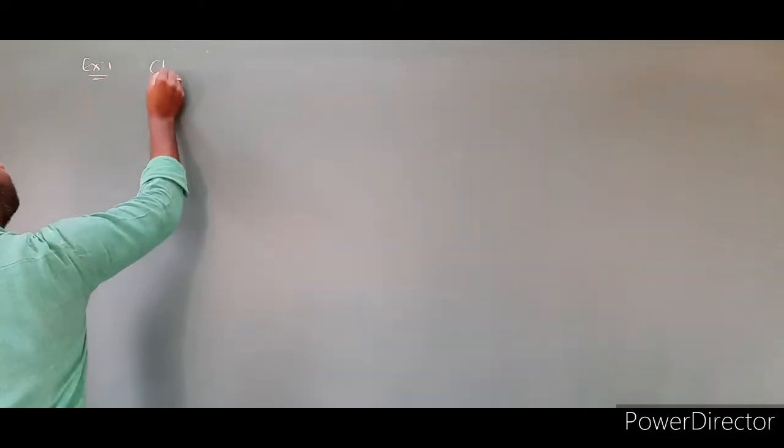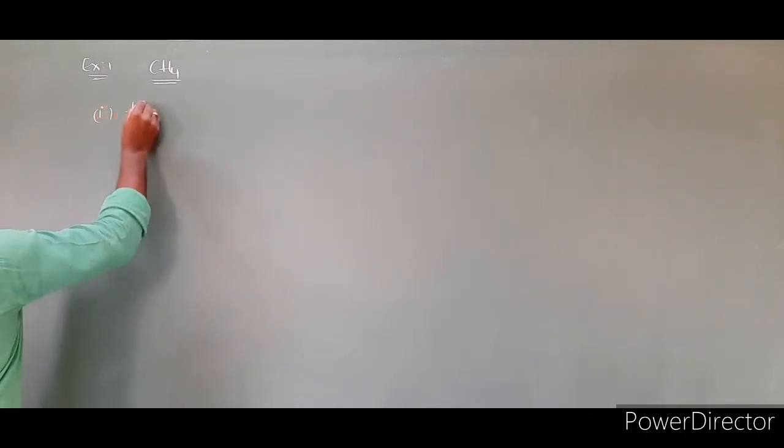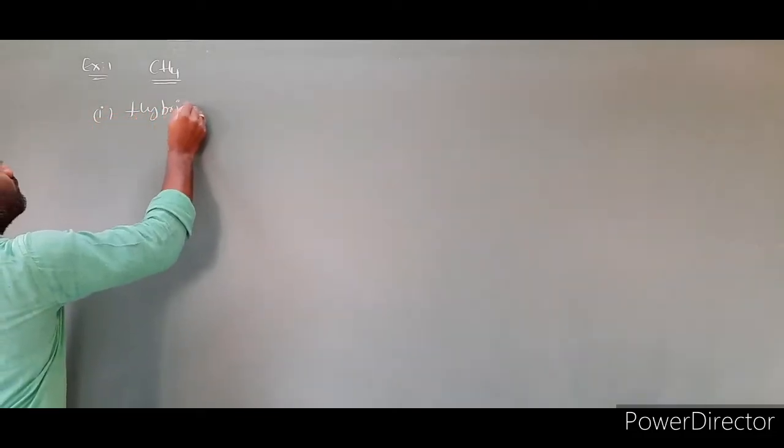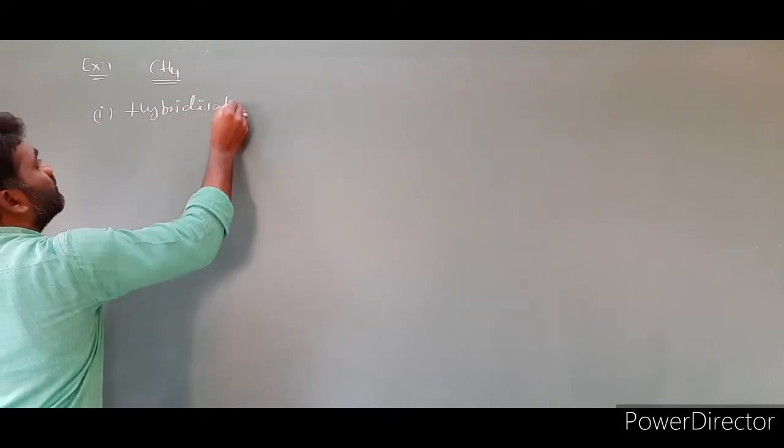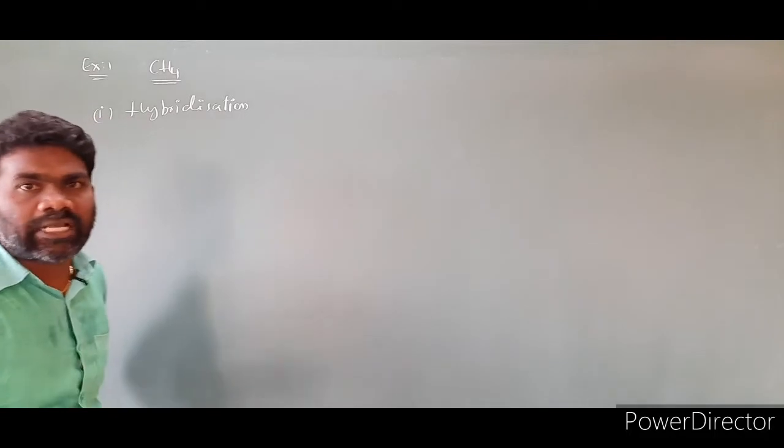Now let us discuss sp3 hybridization by taking an example. I am taking example 1, the CH4 molecule. So here we have two steps. Step 1 is hybridization. Step 2 is overlapping. These are common points.